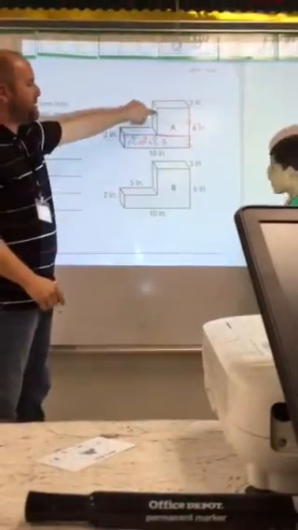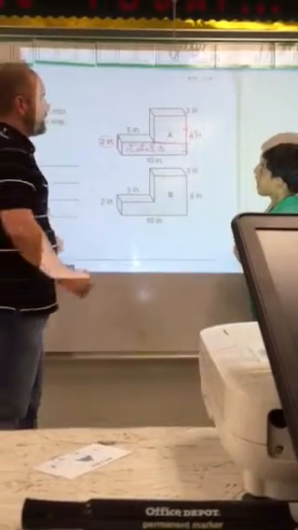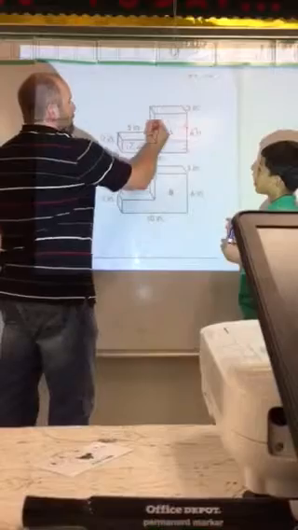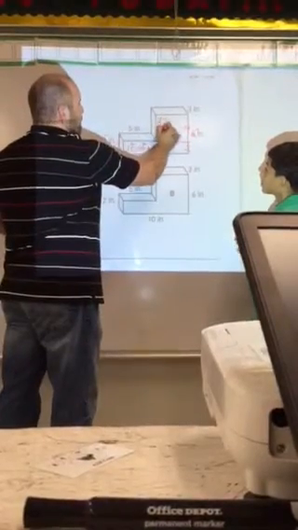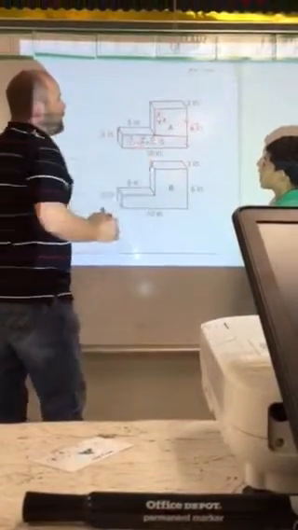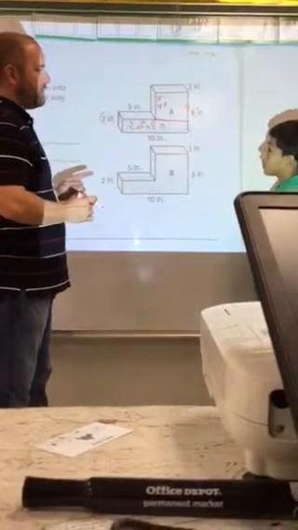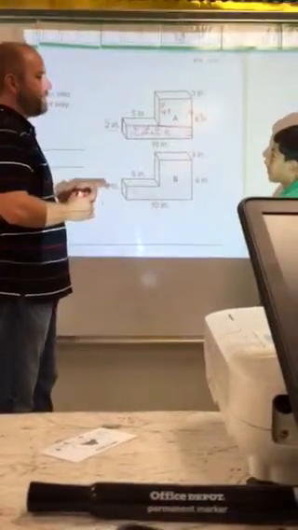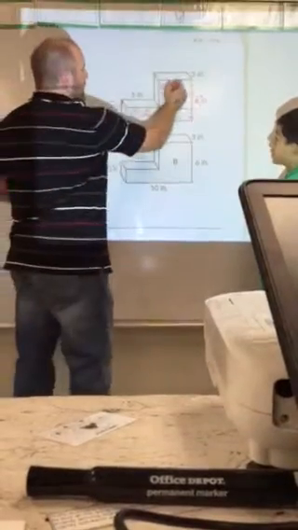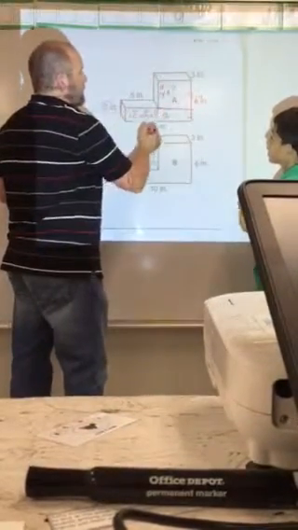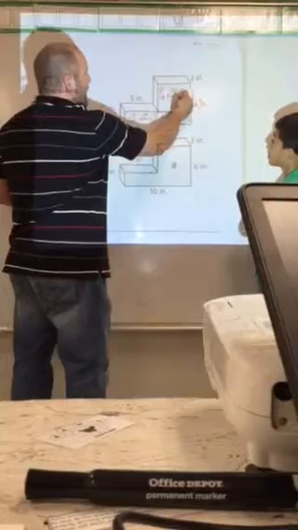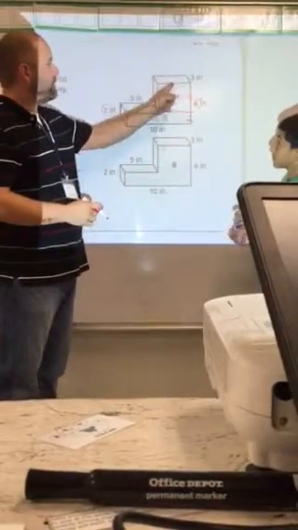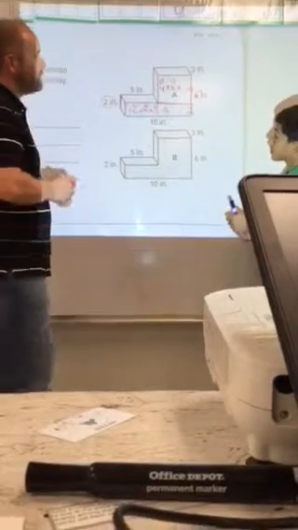So let's talk about the dimensions for this, EJ. What's the height on this one? 4. So the height is 4. Do we know the length yet? No. Okay, do we know the depth? Yes. Let's go ahead and write the depth. What's the depth of this? 3. 4 by 3. Now, we did not know the width or the length. How can we figure that out?